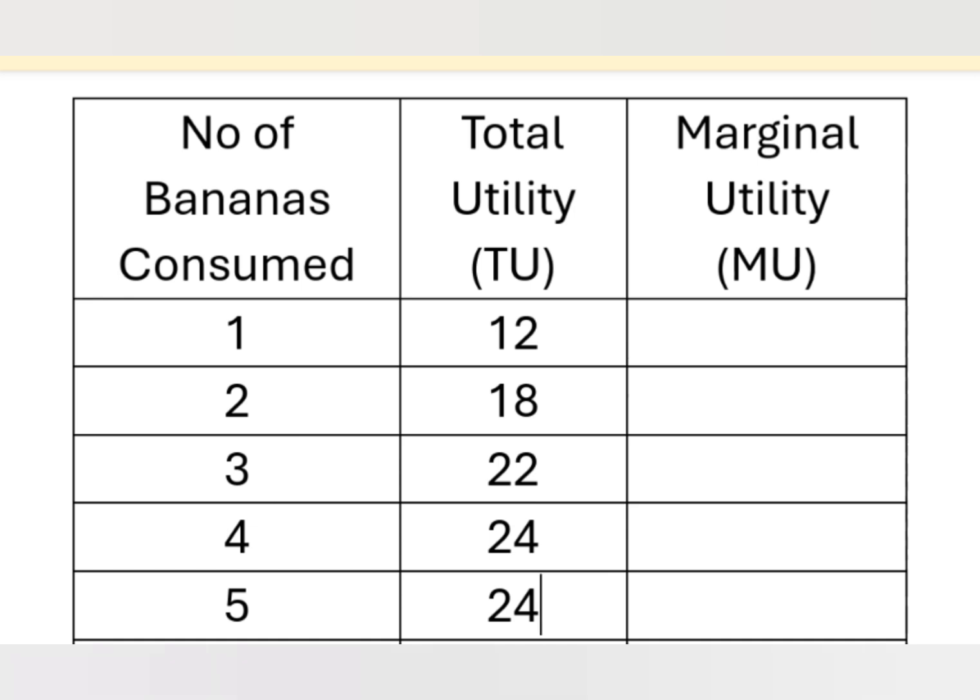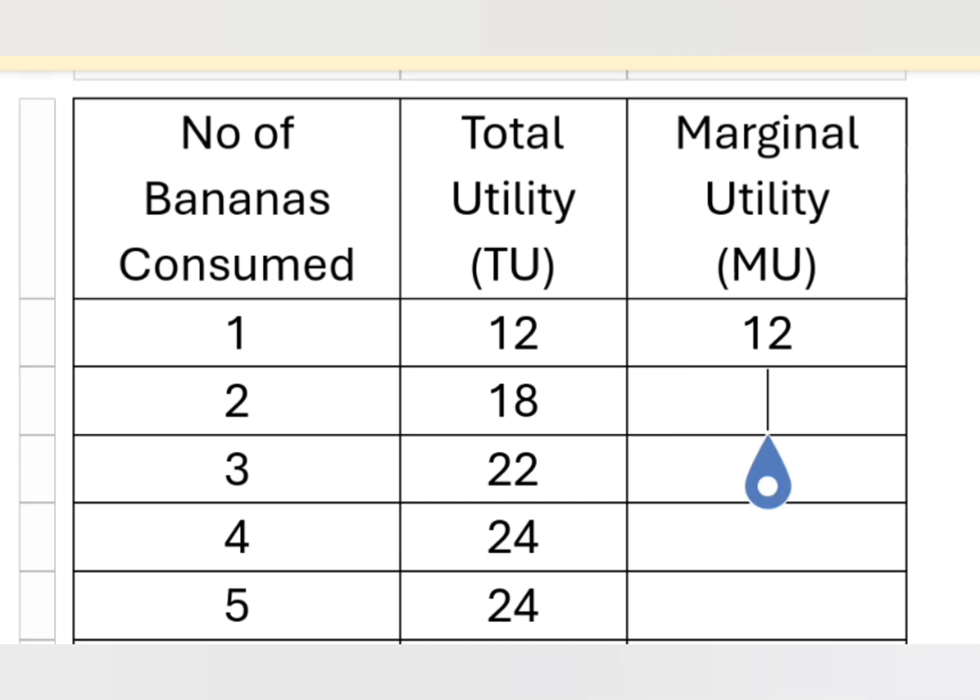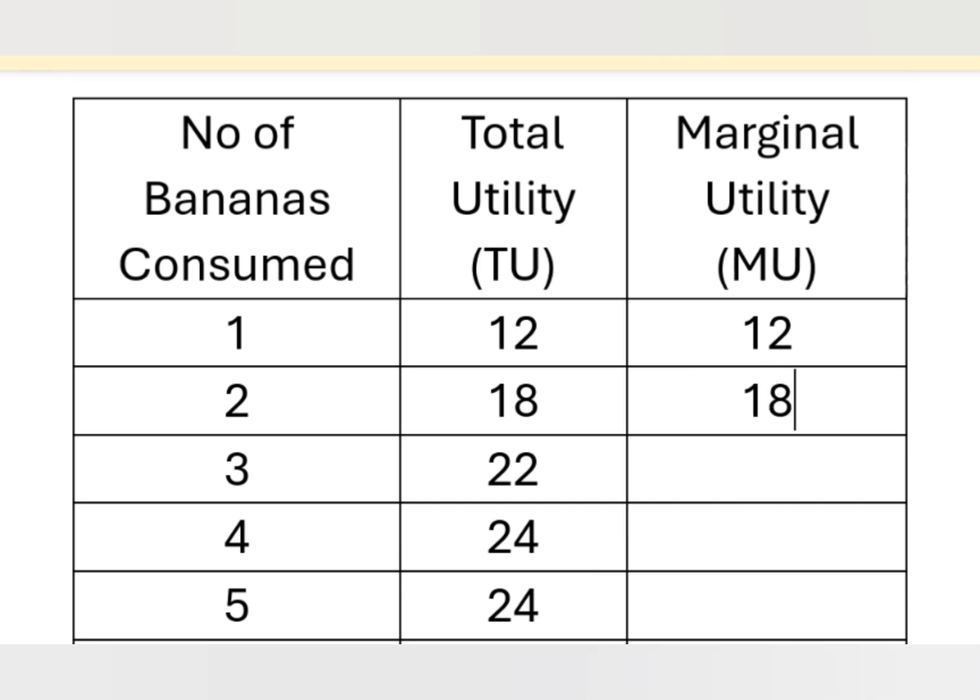This means we subtract the total utility of the previous quantity from the current quantity. Let's break it down. For the first banana, MU equals TU equals 12. Since it's the first one, there's no previous value. For the second banana, MU equals 18 minus 12 equals 6.